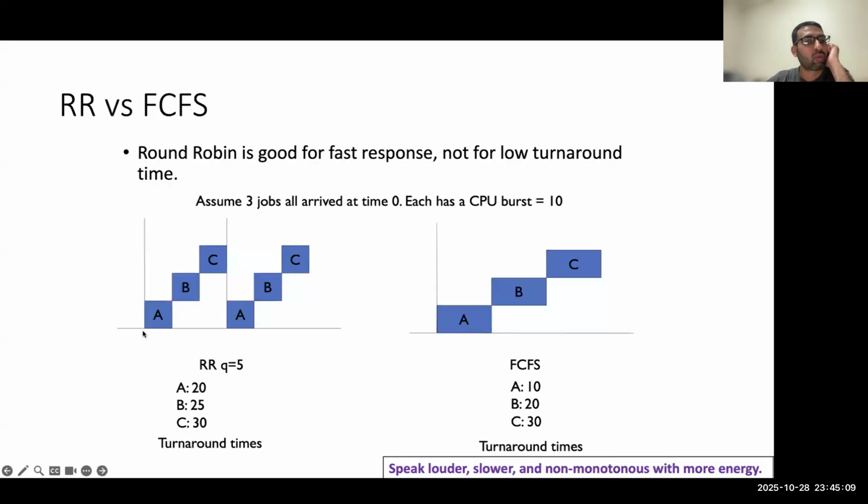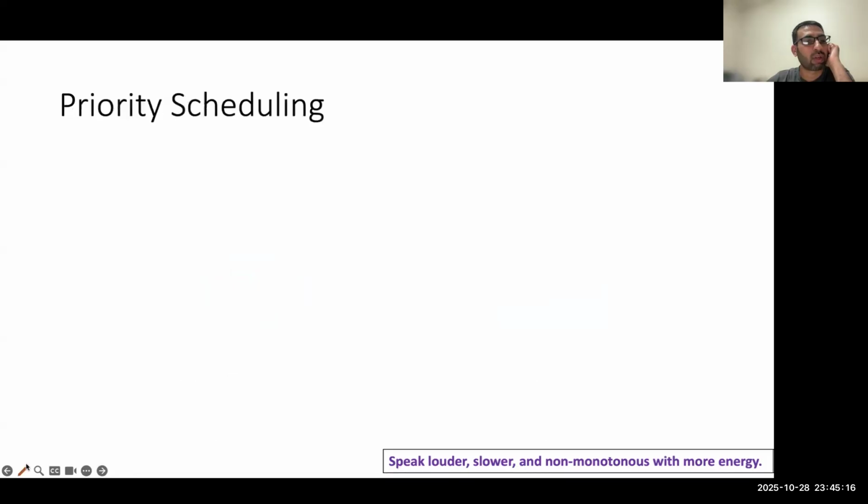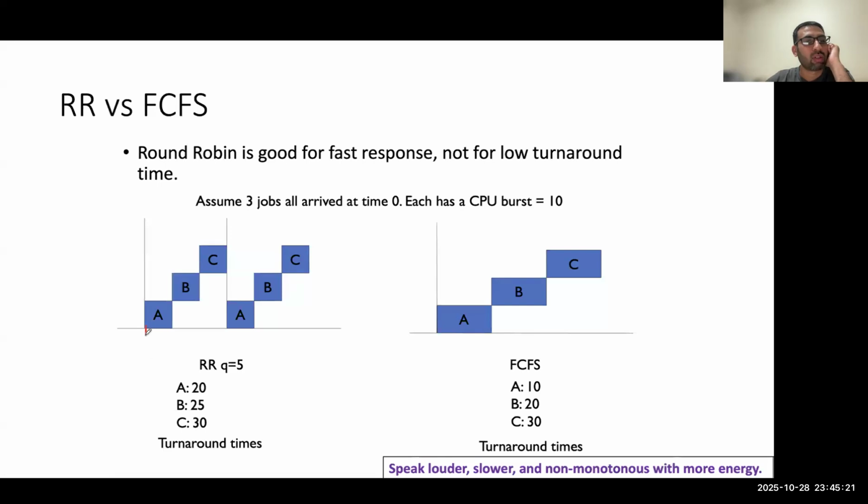So now what is the turnaround time for A? The turnaround time of a process is the time from when it becomes ready to the time when it is completed. A became ready at 0, right? And it completed at 20, right? So its turnaround time is 20. And what is the turnaround time of B? It was ready at 0, and it completed at 25. And C was ready at 0, and it completed at 35, right? So these are the turnaround times of A, B, and C.